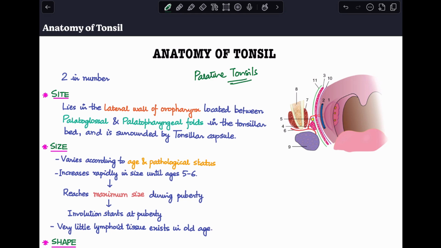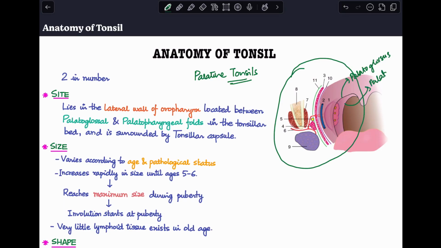Now, if we had to look where is the location of the tonsil, let's look at the image over here. What we are seeing here is the lateral wall of the oropharynx. This here is the anterior pillar which is formed by the palatoglossus muscle, and this here is the posterior pillar which is formed by the palatopharyngeus muscle.